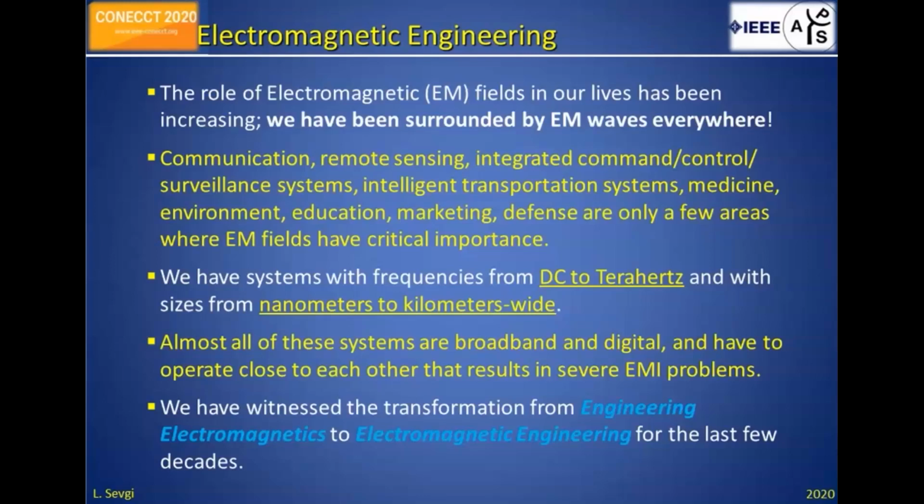We have systems with frequencies from DC to terahertz and with sizes from a few nanometers, small scale, to kilometers wide, large scale systems. And almost all of these systems today are broadband and digital, and they have to operate in close proximity to each other. Then we have to have severe electromagnetic interference problems. So that's why we have witnessed the transformation from engineering electromagnetics to electromagnetic engineering for the last 2 decades.